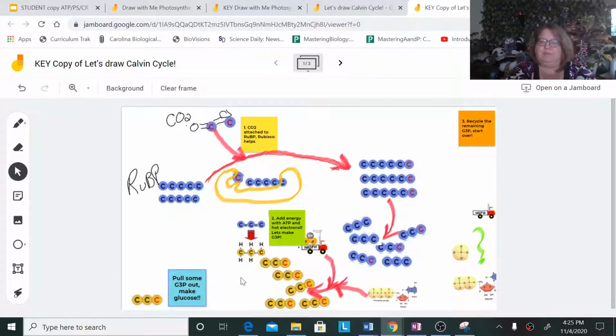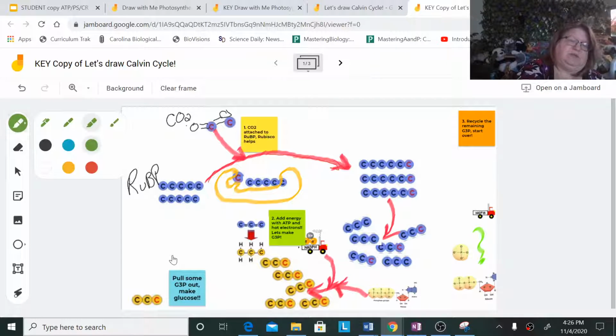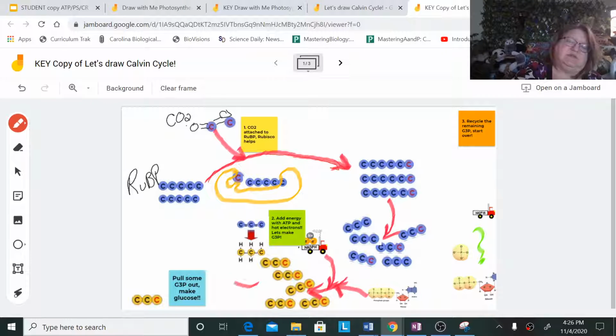And you might be thinking, smart person that you are, wait a minute, if we need G3Ps, why didn't we use all of them? And that's a good question. What ends up happening is this cycle has to happen twice in order to get two G3Ps that we can use to make glucose. The rest of these G3Ps get recycled back to RUBP.